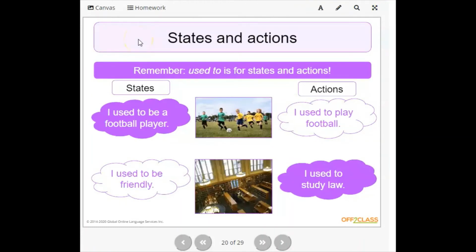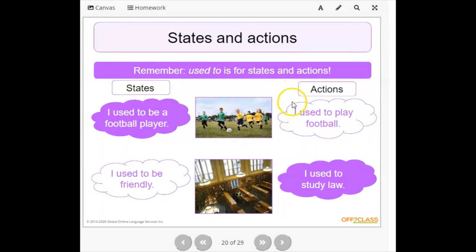Okay, so now let's talk about using used to and also would. Okay, so first, remember that used to we can use for both states and actions. Okay, so here we've got states. I used to be a football player, right? I used to be friendly. Okay, not anymore.